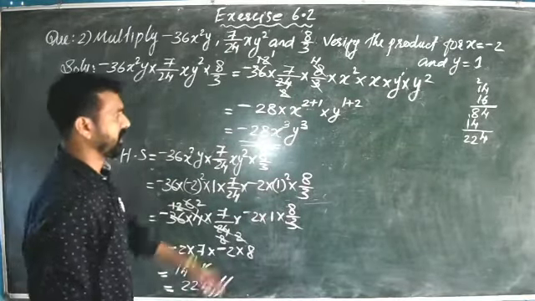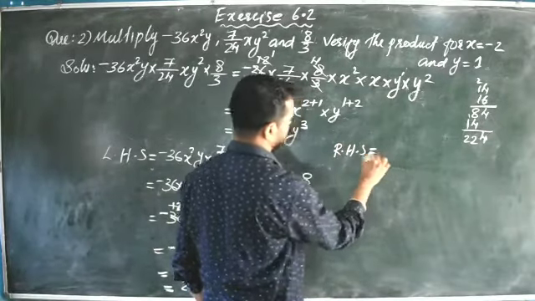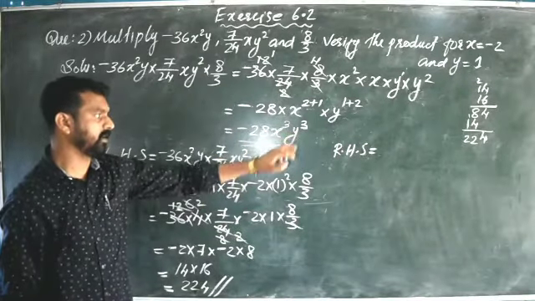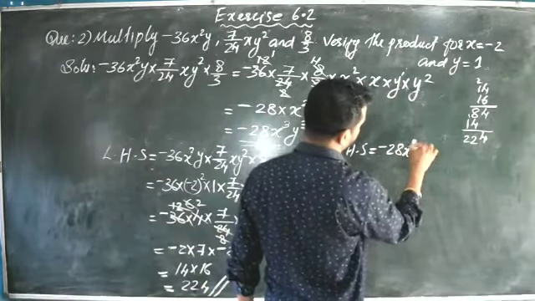Now we will see the right hand side. After that you have to write right hand side. What is the right hand side? What we got, the product? Minus 28 x cube y cube.